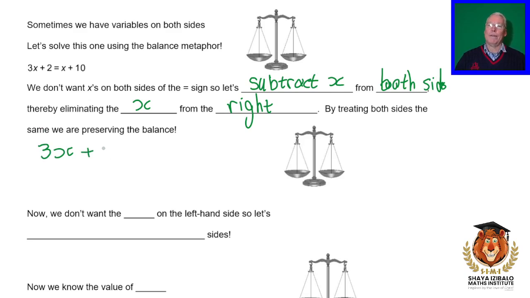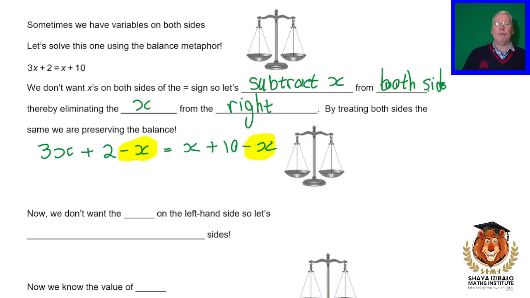3x plus 2 minus x equals x plus 10 minus x. What we hope you're seeing here is our exact equation that we had, but we are subtracting an x from both sides. Now let's simplify this. 3x and minus x, these are like terms, is just 2x. So we've got 2x plus 2, and on the right hand side, we haven't got any x's, we've just got 10. Is this better or worse than it was? This is much better than it was.